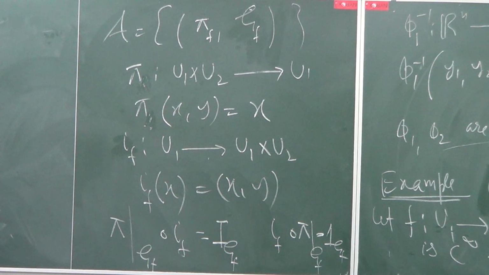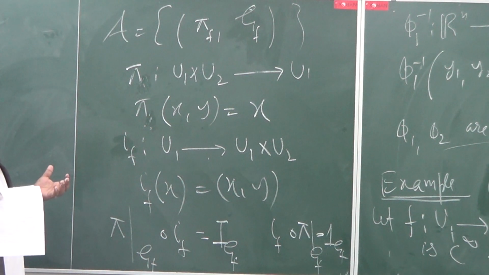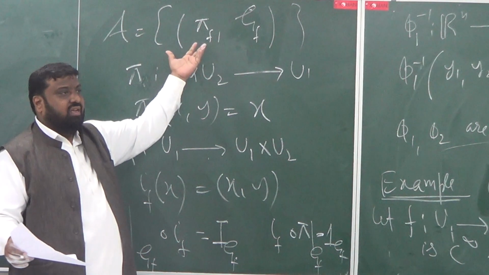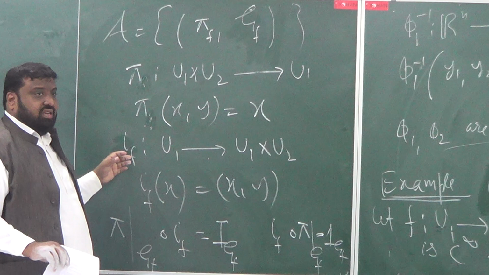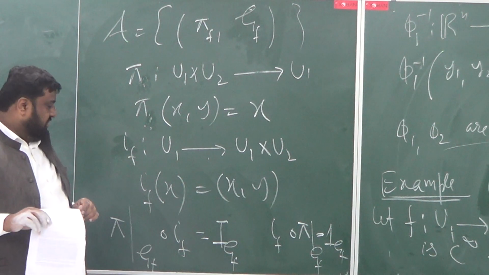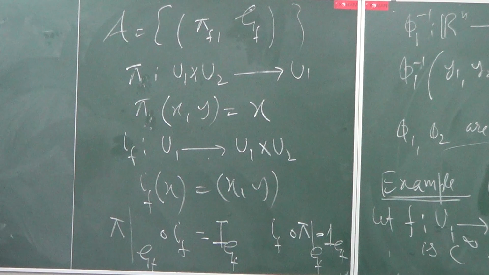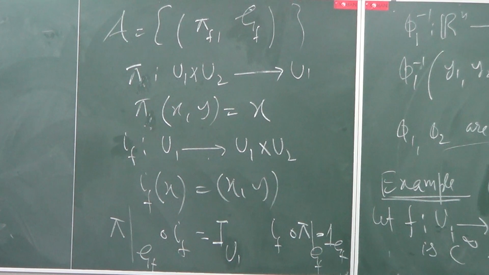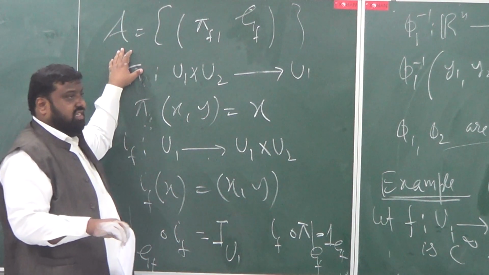So what we have is simply a single chart in my atlas, with this map. U1 to U1, I'm sorry. Where would U1 be? Yes, this would be U1. It's going to be the identity on U1, and the other one is going to be the identity on the graph of F. So now I have a chart.